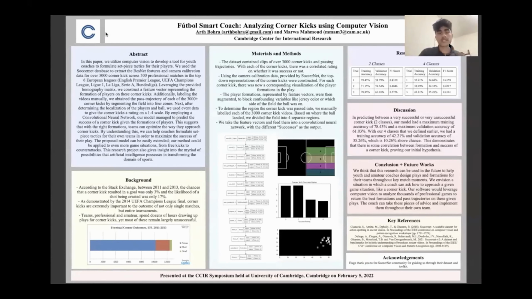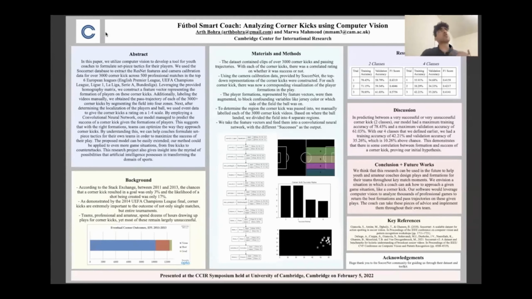Now, what to do with this information in the future? We've proved this with this research project. This just shows that we can put this research in the hands of youth and amateur coaches who do not have that much technology and resources provided to them already, and we could use it to help them design plays and formations. And you might be asking, how so?